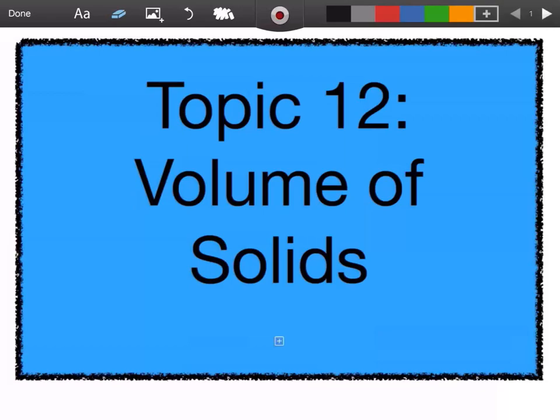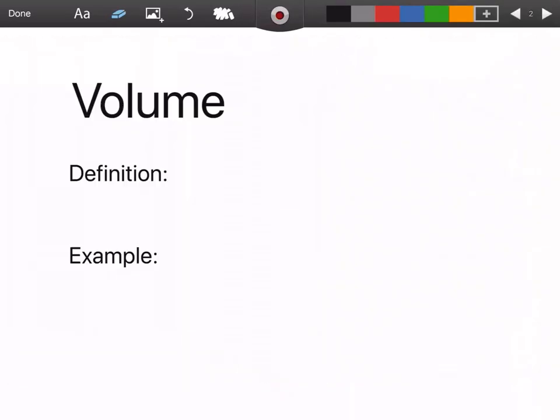Kepler here. I'm here to talk to you about our next topic in math, which is topic 12, volume of solids. So we're going to be talking about volume here, which is something new that you probably haven't learned about before. So before we get started, we're just going to do a quick definition of volume and give an example so you can be picturing it in your mind when you see some of these problems.